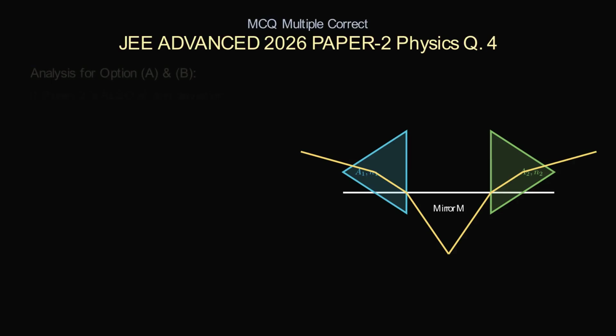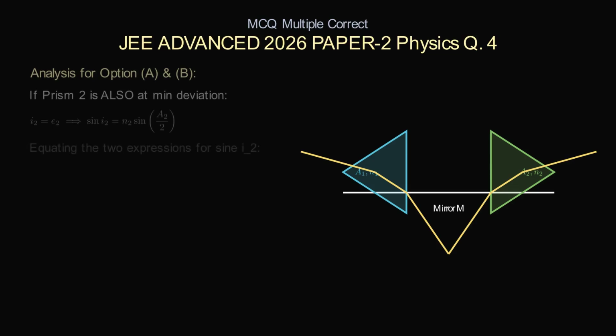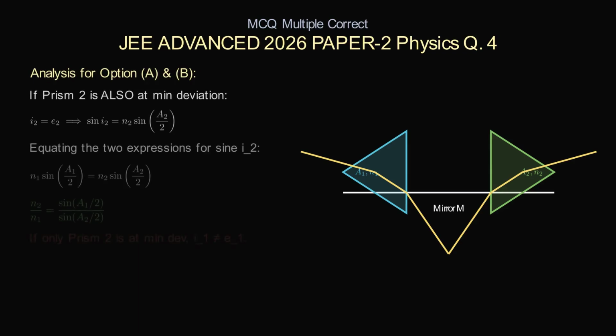For option A, if both prisms are at minimum deviation, we also have sin I2 equals N2 sin(A2/2). Equating the two expressions gives the ratio N2 over N1. So option A is correct. However, if only prism 2 is at minimum deviation, I1 does not necessarily equal E1, making option B incorrect.